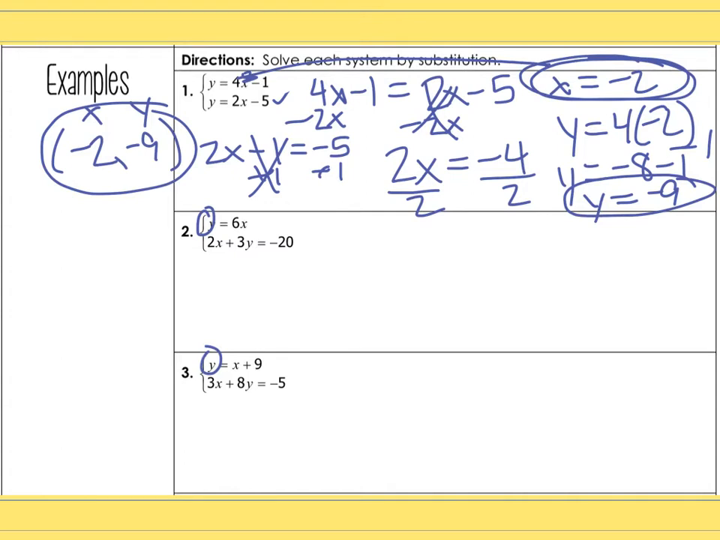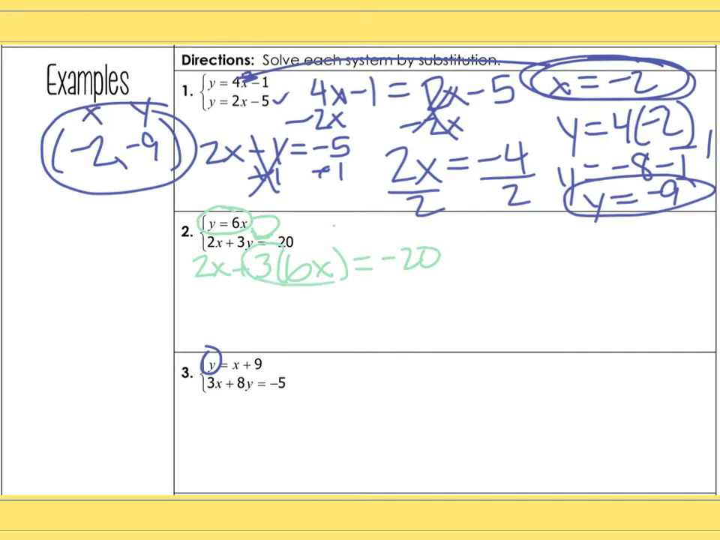So the nice thing, like I said, we've already got that y is equal to this 6x. That means I can take that y and plug it in for the y here, because we know what that y equals. So let's do this. 2x plus 3 times y. Remember that 3 is separate from the y. I have to plug in 6x here, where y is, and this all equals negative 20.